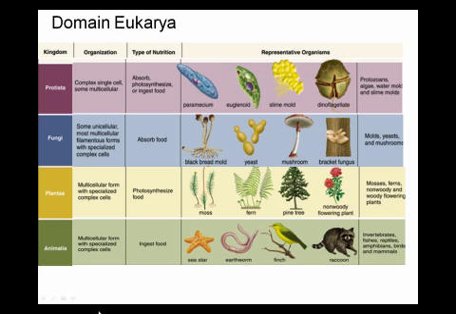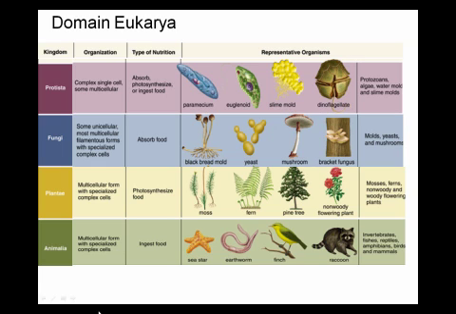Kingdom Protista is primarily unicellular eukaryotes. This includes things like Paramecia, Euglena, amoebas, algae, etc. There's a lot of diversity within the Kingdom Protista. Some of these organisms are photosynthetic autotrophs, others are ingestive heterotrophs.